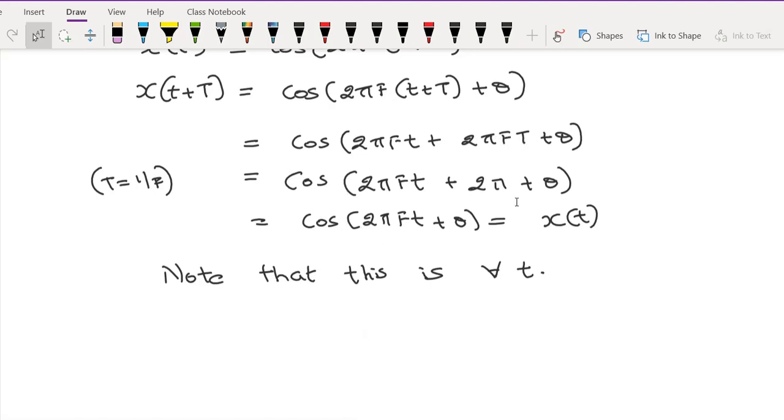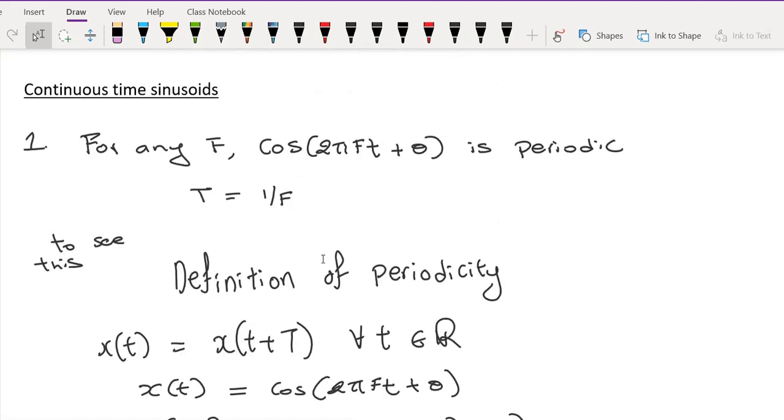For any sinusoid, if you add 2 pi to a certain angle, you'll get back the same value. Therefore, this will be equal to cosine 2 pi F t plus theta, which is equal to x of t, which was the left-hand side. Note that this will be true for any value of t, because if you add 2 pi to any angle, you'll still get the same value. What we just saw is that for any capital F, the sinusoidal signal with that frequency will be periodic and the period will be 1 over F.